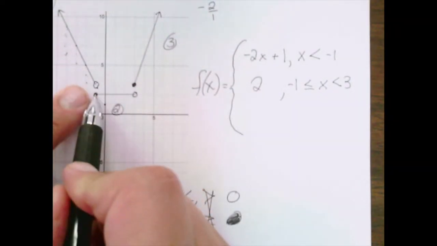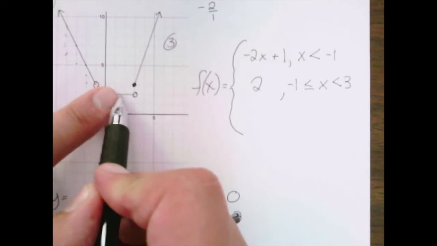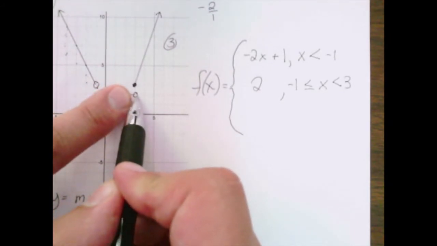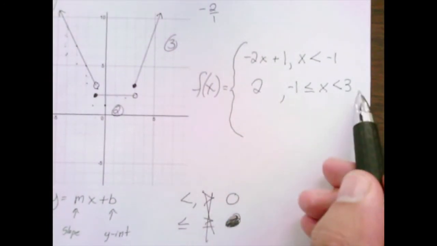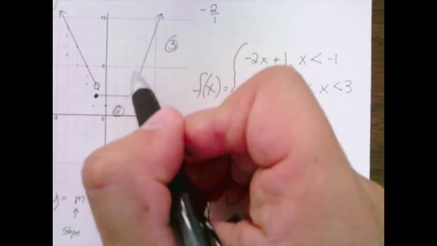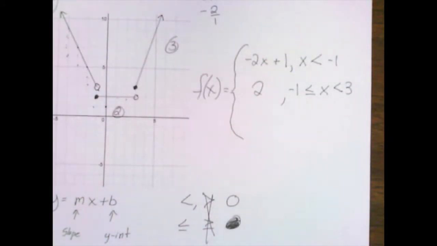So this is x is -1. This point here would be x is 0, x is 1, x is 2, and all the way up to but not including x is 3. That is my second piece. The final piece will be this piece over here. So again, it looks like a line. I'm going to use y equals mx plus b to help me out.